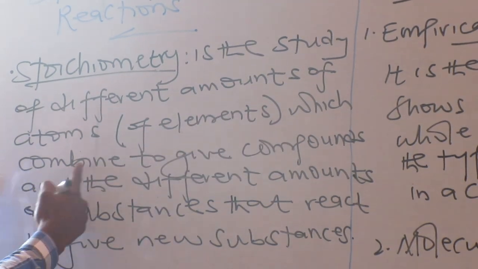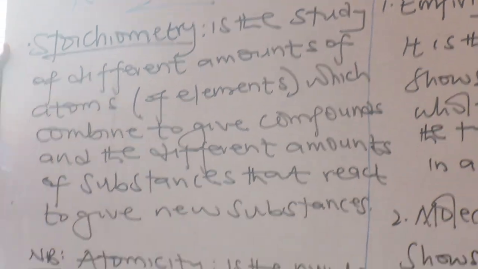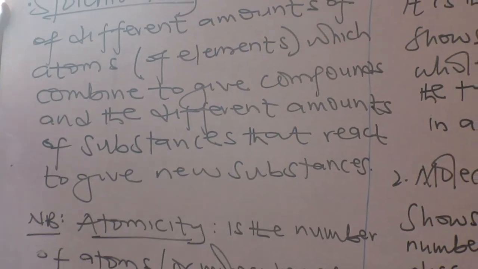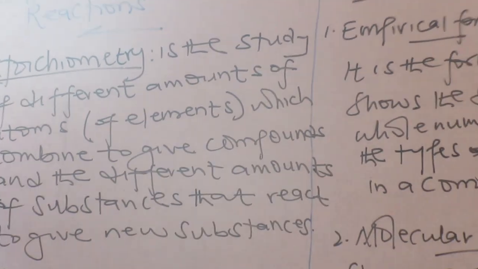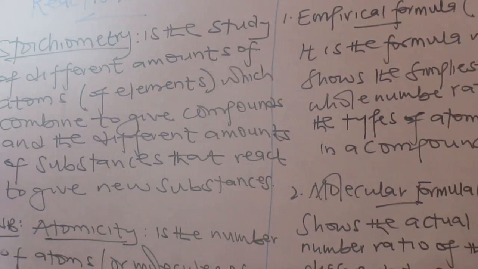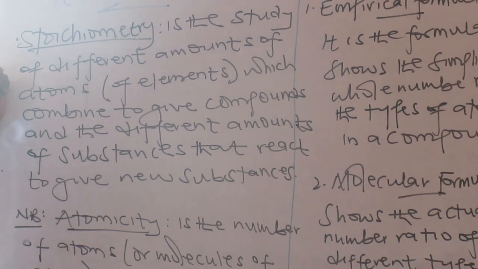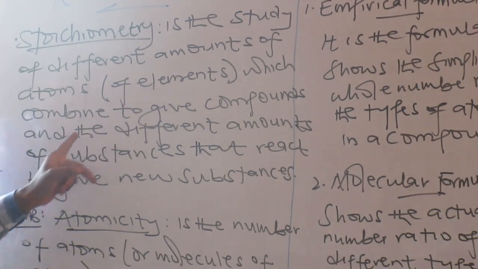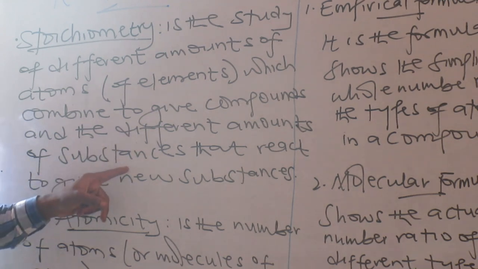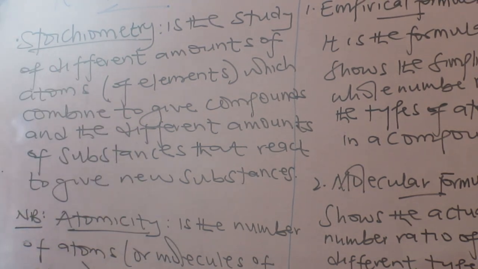Elements combine to give compounds, and there are different amounts of substances that react to give new substances. So you combine two elements to form something, maybe carbon with oxygen to form carbon dioxide. Right? That concept is stoichiometry.